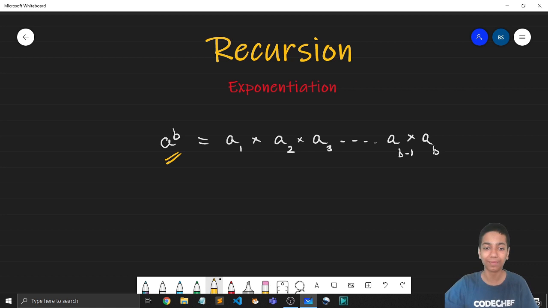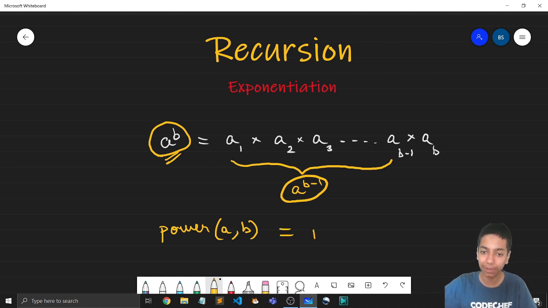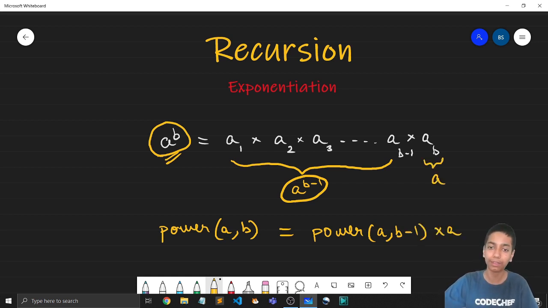So here's the solution. Notice that this part over here is nothing but a raised to the power b minus 1, isn't it? a multiplied by itself b minus 1 times. And since this is similar to this in terms of structure, we can use functions to define it. Let's say I have this function power of a comma b, that is essentially a raised to the power b. So this can be written as power of a comma b minus 1 multiplied by a, right? So here we go, boom, we have this recurrence relation.